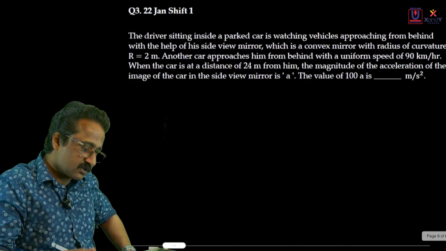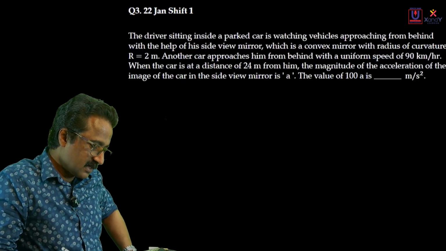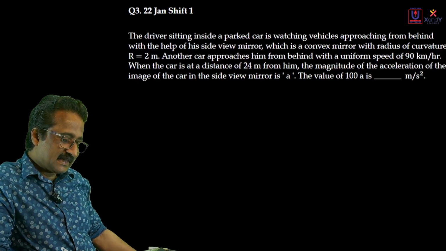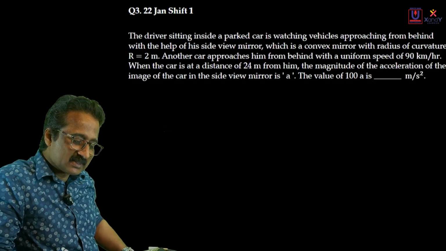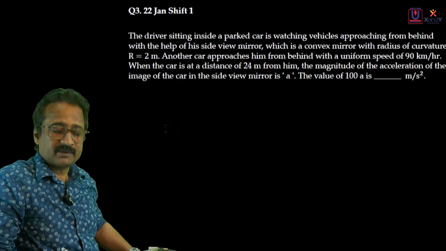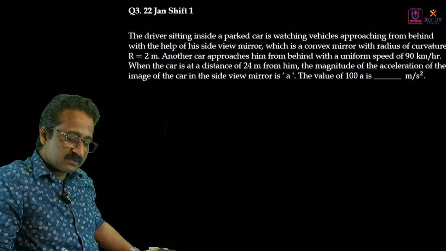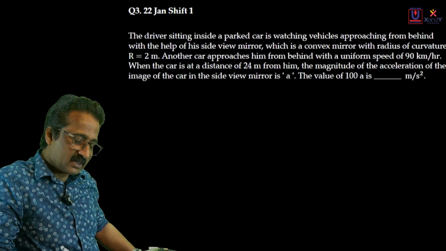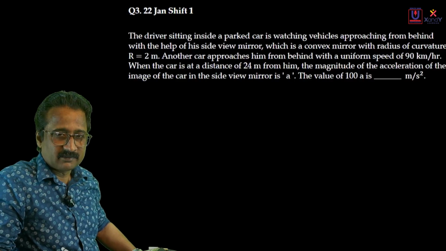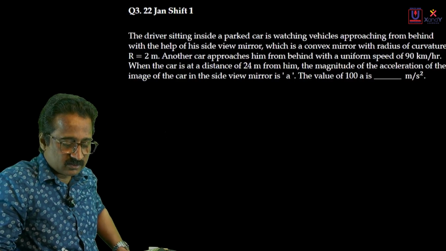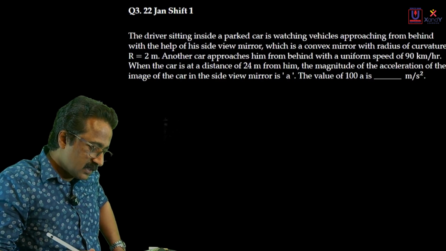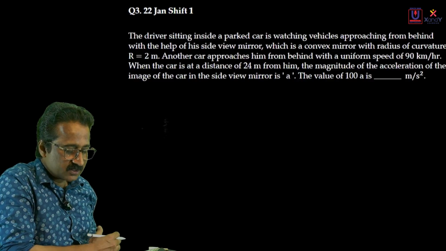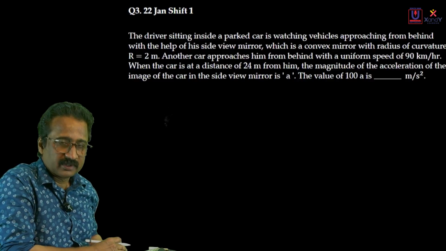Let's go to the next question, which can be slightly difficult. The driver sitting inside a parked car is watching vehicles approaching from behind with the help of a side view mirror, which is a convex mirror with a radius of curvature R equal to 2 meter. Another car approaches from behind with the uniform speed of 90 km per hour. You'll have to change that into meter per second to get the answer in SI units. When the car is at distance 24 meter from him, what is the magnitude of acceleration of the image of the car in the side view mirror? That is what they ask.